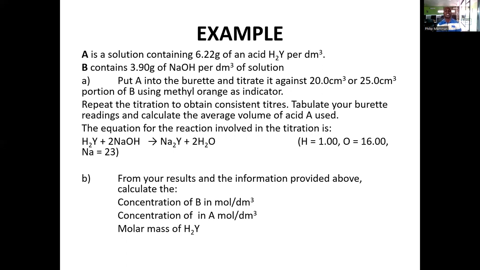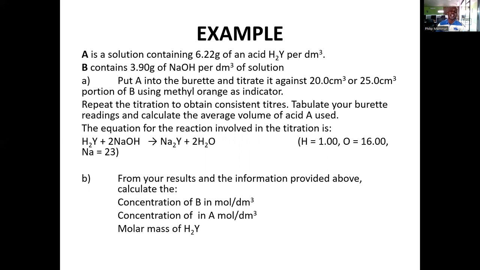As you can see, that is an acid-base titration. It says A is a solution containing 6.2 grams of H2Y per dm cube, while B contains 3.90 grams of sodium hydroxide per dm cube of solution. The instruction says put A into the burette and titrate it against 20 or 25 centimeter cube portion of B, using methyl orange as an indicator. Repeat the titration to obtain consistent titer. Remember your concordant values? Here it is. Tabulate your burette reading and calculate the average volume of A used.